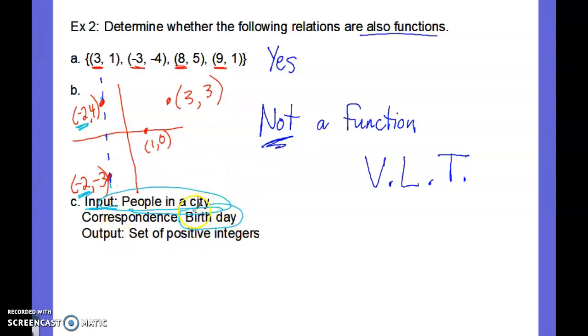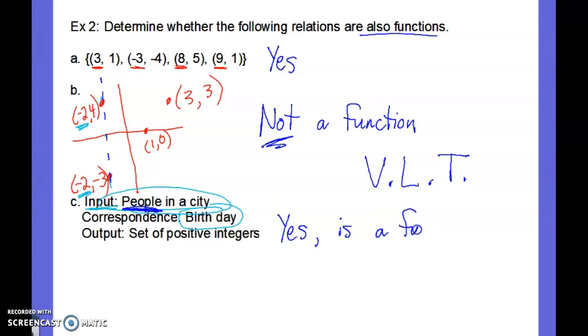I think there's a few of these, which are just goofy problems. The input is people in a city. The correspondence is their birthday. Basically what it boils down to is, can one person be repeated for their birthday? In other words, can somebody have more than one birthday? No. So is the people being repeated? The people are not being repeated, so this is a function. Yes, this is a function.